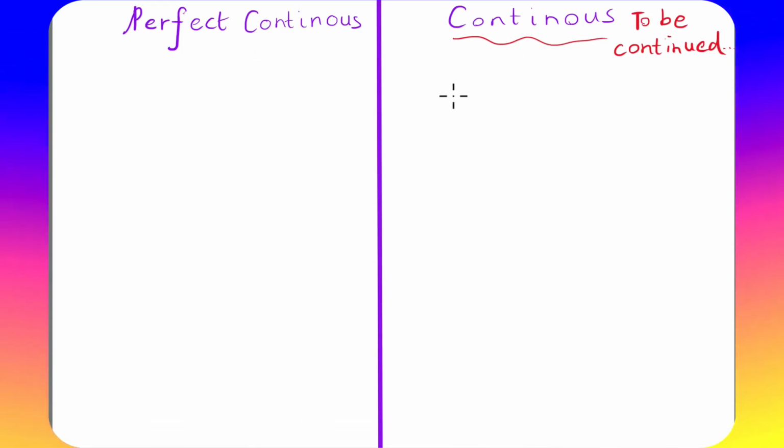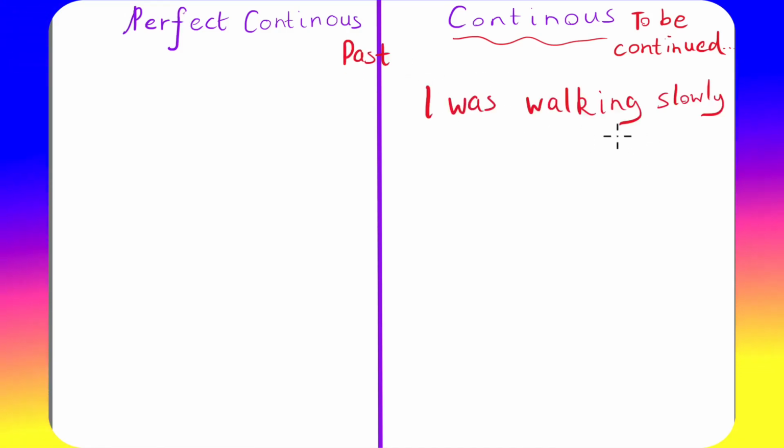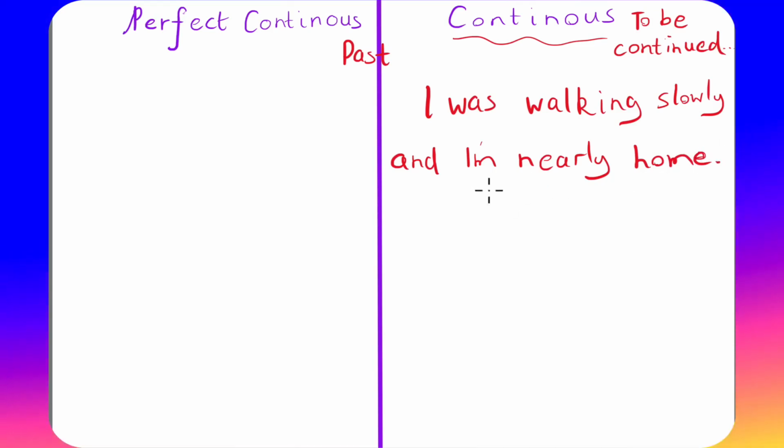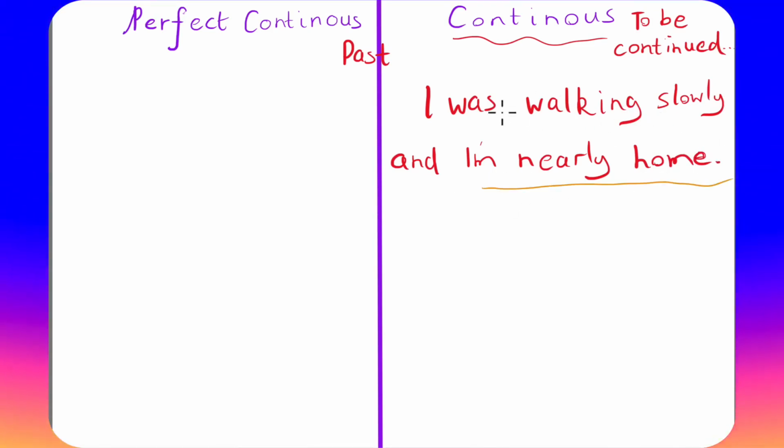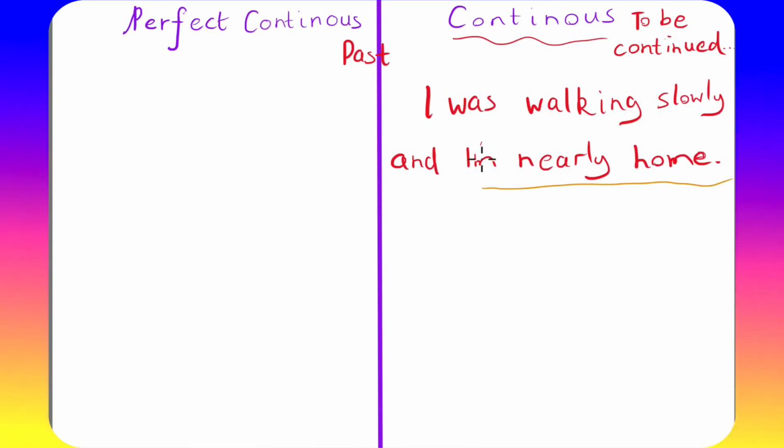If I want to write my continuous past, I might say, I was walking slowly and I'm nearly home. Here in this example, because I was walking slowly and it is continuous, I'm nearly home. Walking slowly has created a continuous situation where I was walking and I'm nearly home because of this.